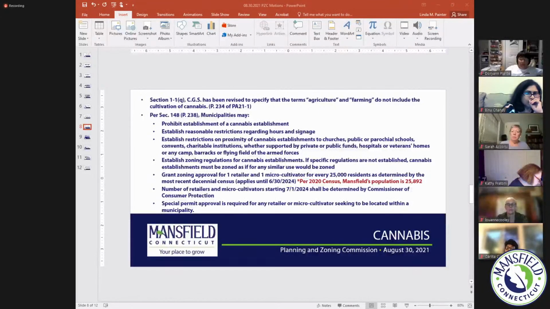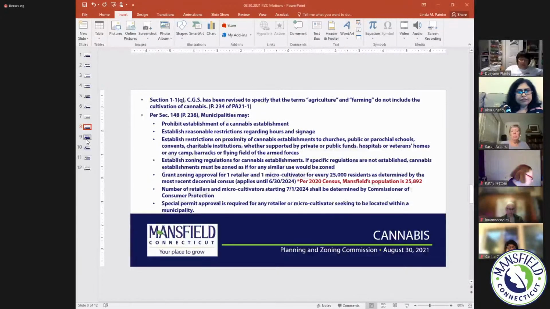And last but not least, the statute actually specifies that special permit approval is required for any retailer or micro cultivator seeking to be located within a municipality. Forget what I said before, the statute spelled it out: if you're going to do this, you have to have special permit approval. At least that was my reading of it.